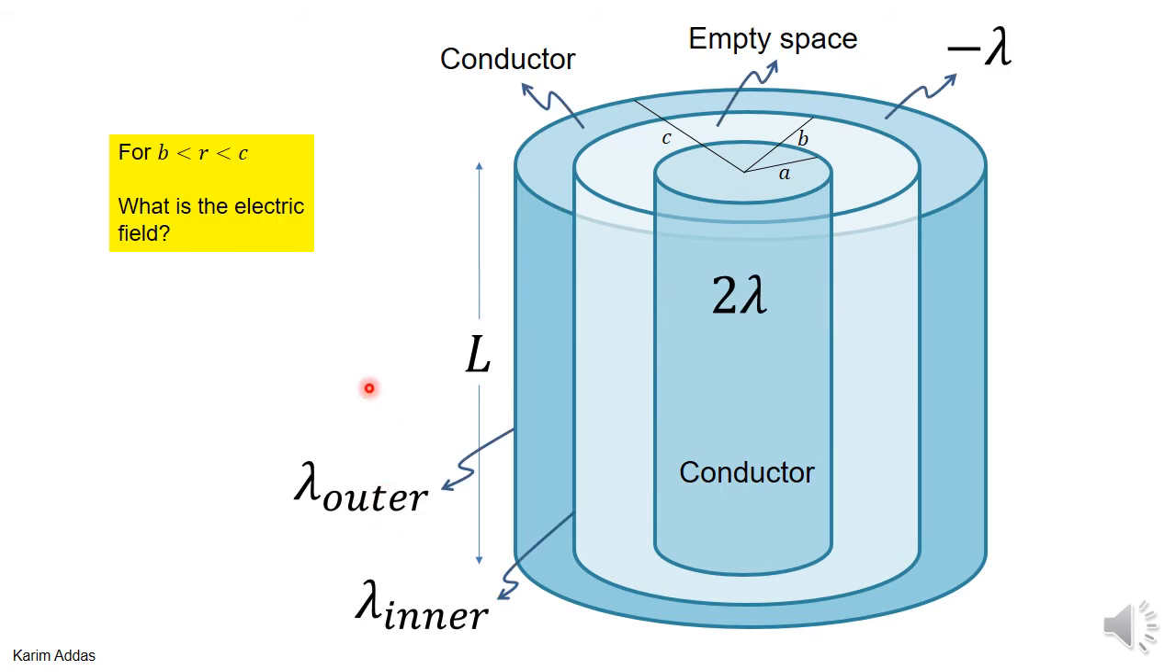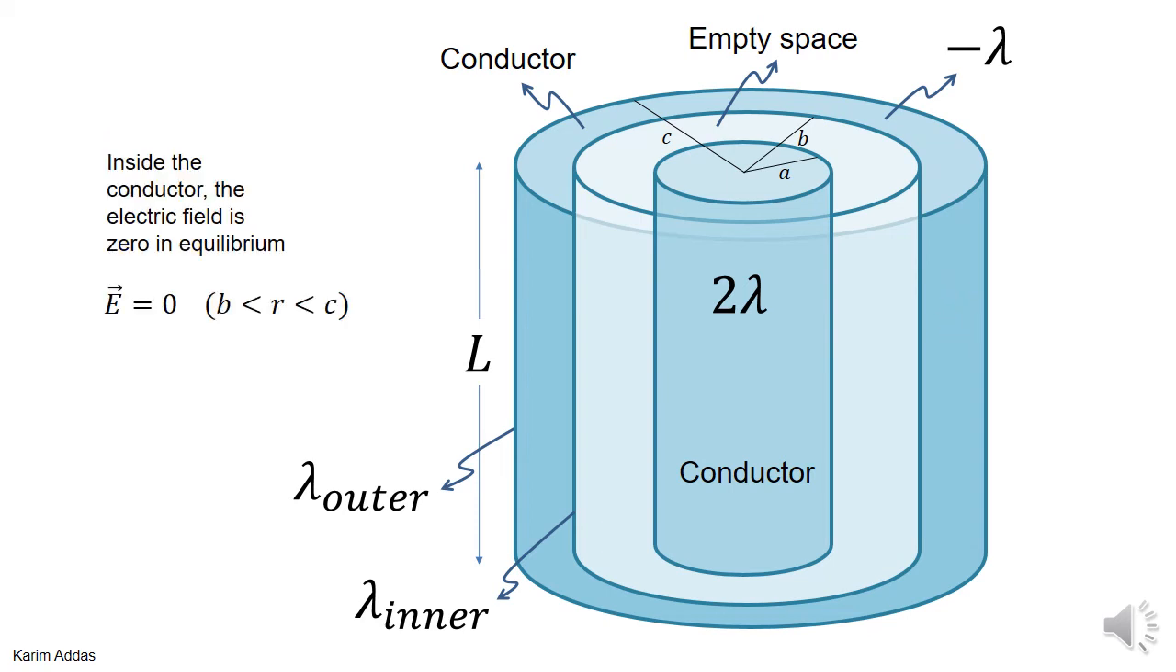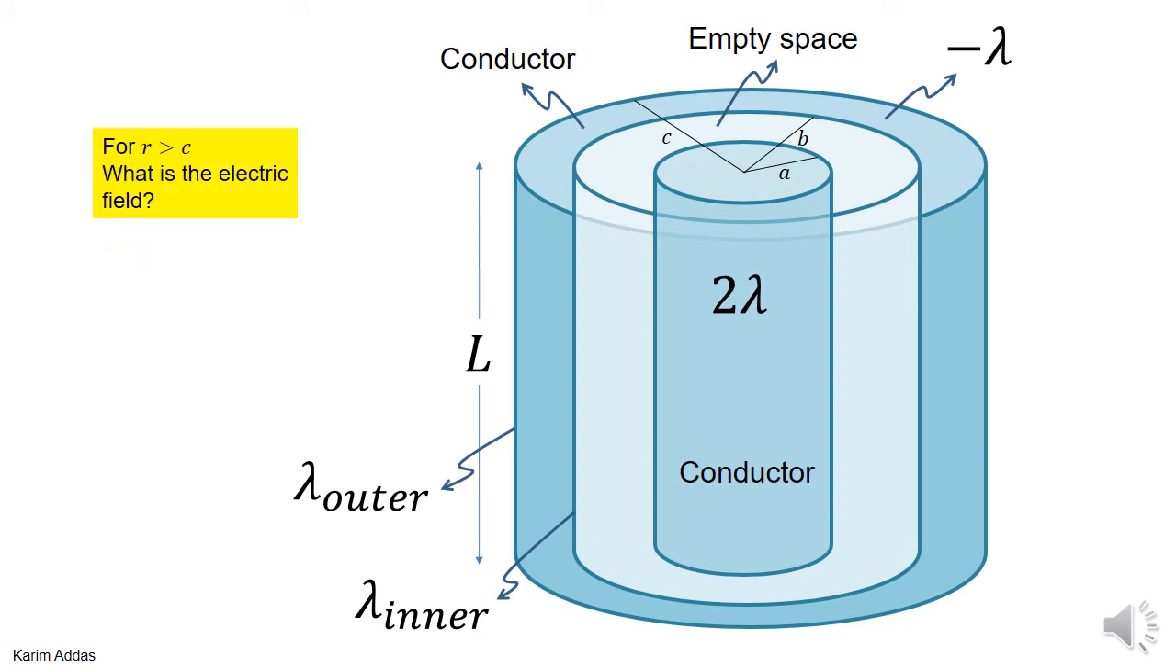Okay, what about the region between B and C? In this region between B and C, the electric field is 0 because you're in a conductor in equilibrium. So the electric field is 0 between B and C. It's very easy. What about bigger than C, for a radius bigger than C?